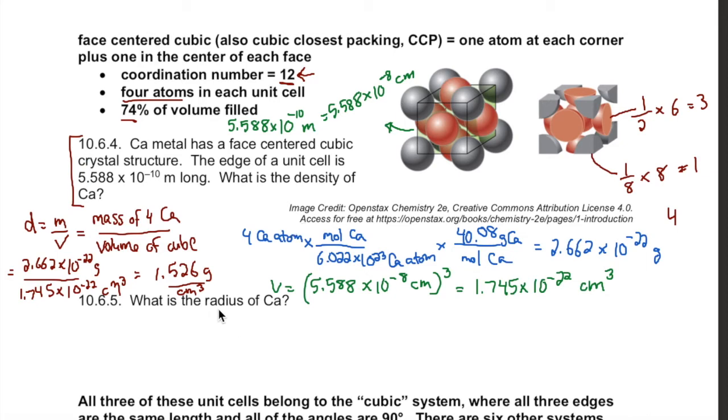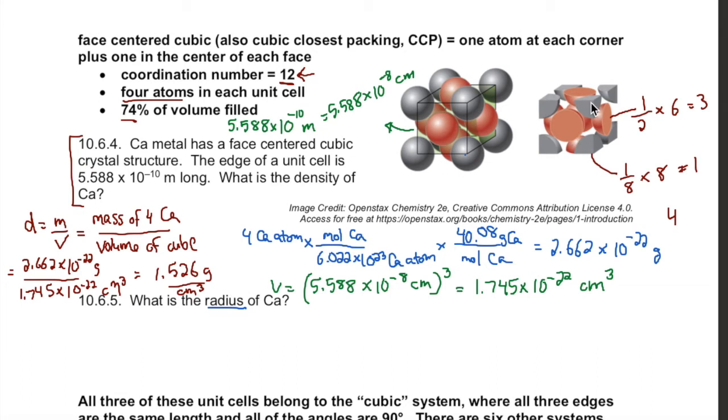So for this one, we are going to try to find the radius again. This is not as simple as before when the edge was 2 times the radius. This edge is more than 2 times the radius, and there's a gap in between here. We don't really know what that gap is.